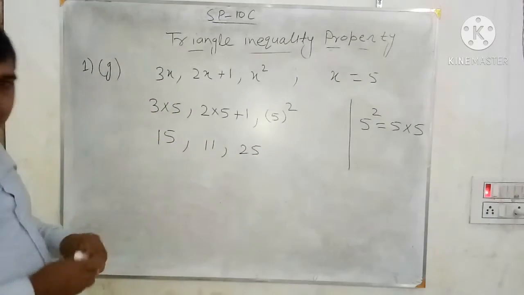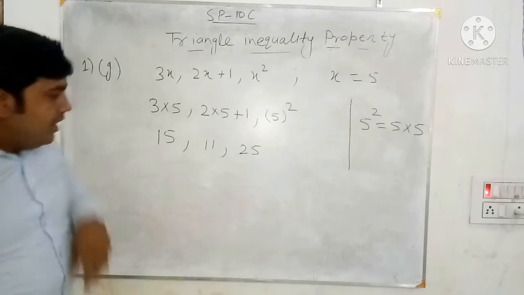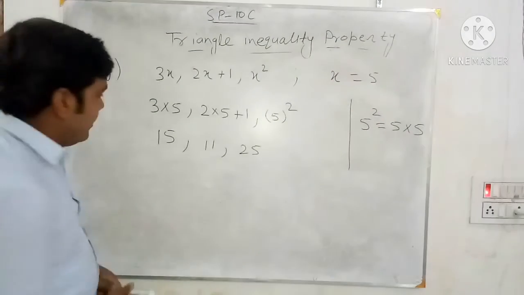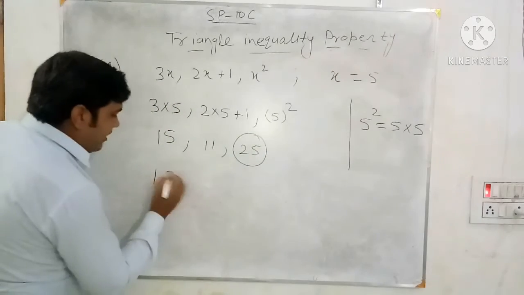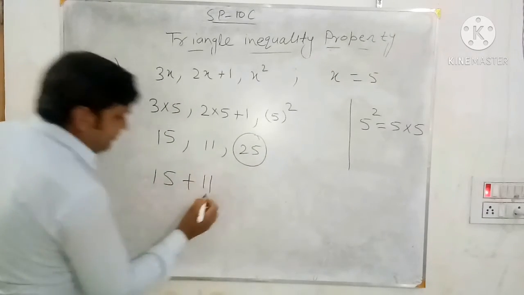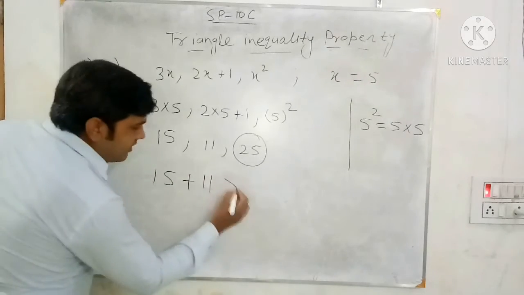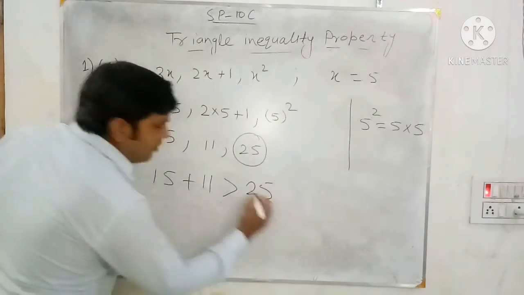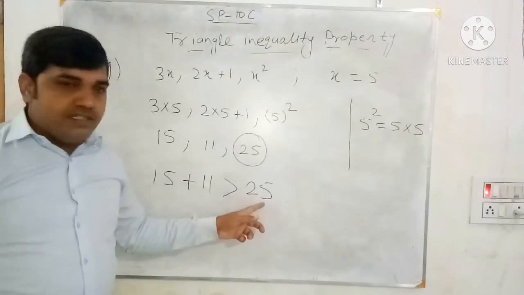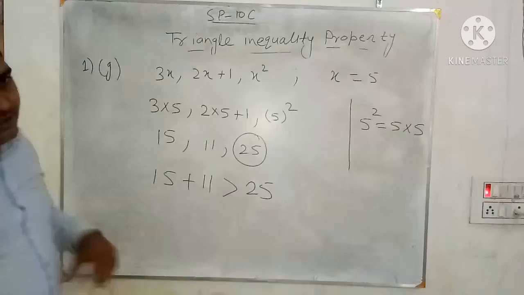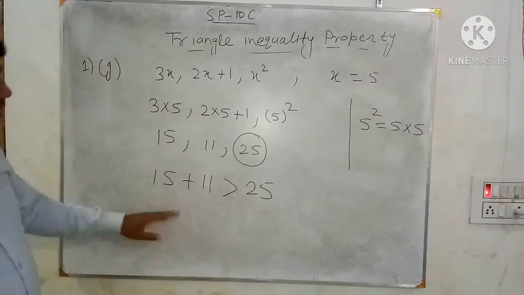Now see, is it possible to draw a triangle which has the lengths 15, 11 and 25? So again we apply the theorem. The largest side is 25, so add the smaller two sides. 15 plus 11 gives you 26, and 26 is greater than 25. Now it is possible. Since the sum of the two smaller sides is greater than the third side, we can draw such a triangle. So the given lengths can be the sides of a triangle. There is no problem in this question.